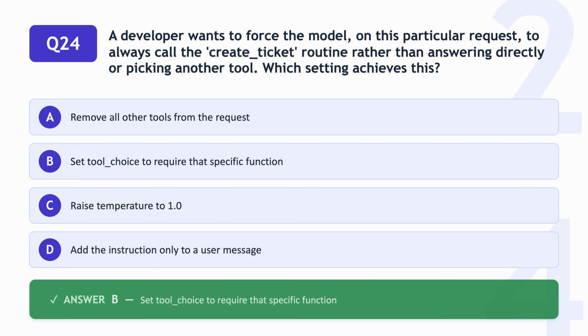Correct answer, B. Set tool choice to require that specific function. Why B is correct? Always call create ticket. Do not answer directly. Do not choose another tool. Enforce this behavior for a specific request. The tool choice parameter allows you to control tool calling behavior. By specifying the create ticket function, you force the model to call that tool instead of deciding for itself.